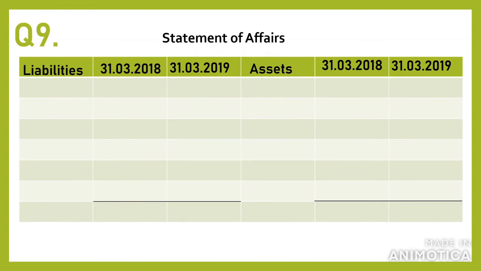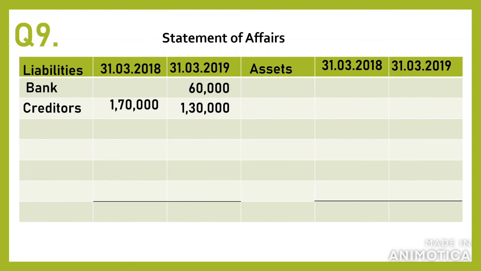We start with preparing a statement of affairs as on 31st March 2018 and 31st March 2019. We start with bank. So bank, as I told you, we saw an amount of 60,000 as a credit, which means it is a liability. So now I have shown bank under the liabilities head. Then I have creditors, again given in the problem. It is 1.7 lakhs and 1.3 lakhs. And then capital. We don't know what the capital is as on these dates, so this will be a balancing figure. And we don't have anything else on the liability side.